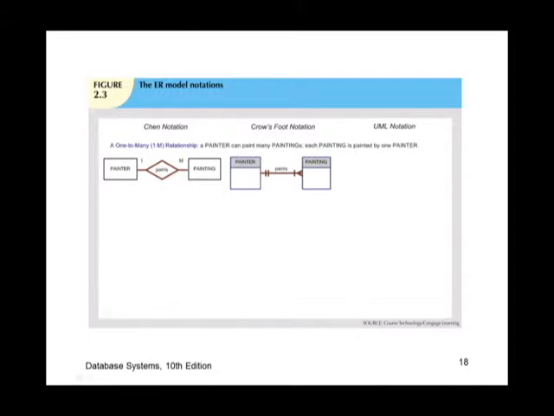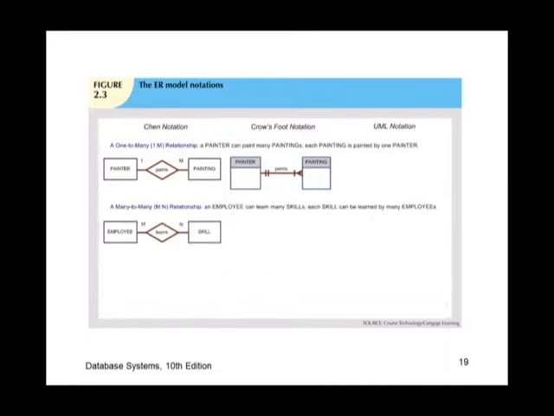Okay, let's look at another set of notations, a little bit different now, and in this case, we're going to talk about employees and skills. So we have a many-to-many relationship between employee and skills. Under the Chen notation, we'd read this as many employees learn many skills. And if we read it backwards, many skills are learned by many employees.